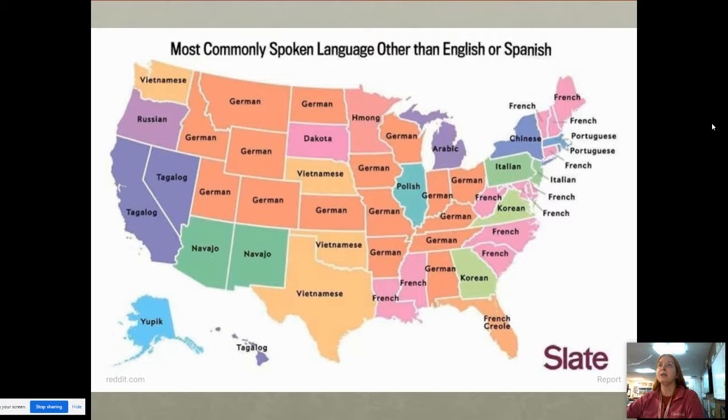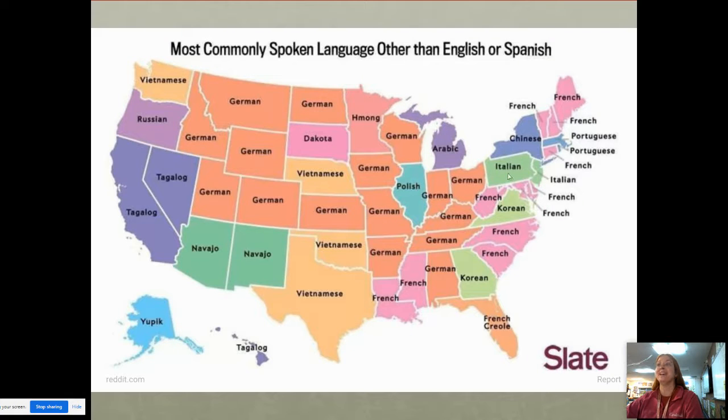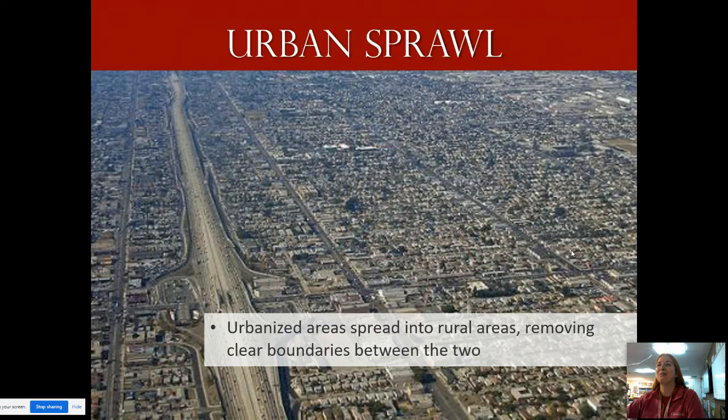Most commonly spoken language other than English or Spanish. Apparently I need to work on my German. Kind of a nifty little thing. Navajo makes sense. Tagalog is spoken in the Philippines, which, if you went back a few slides, was over here. Kind of nifty. Italian is definitely true for Pennsylvania, that's where I'm from.